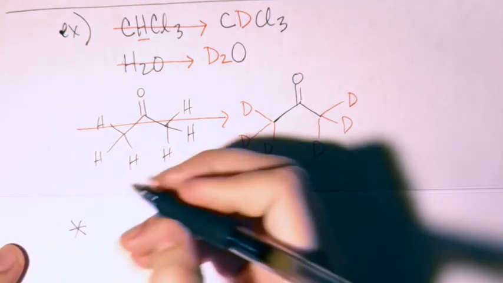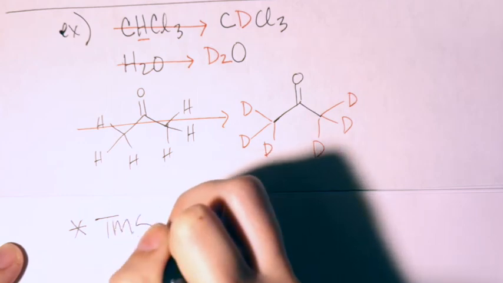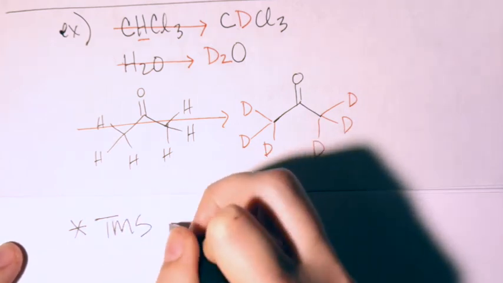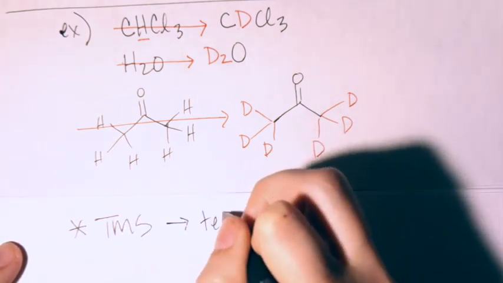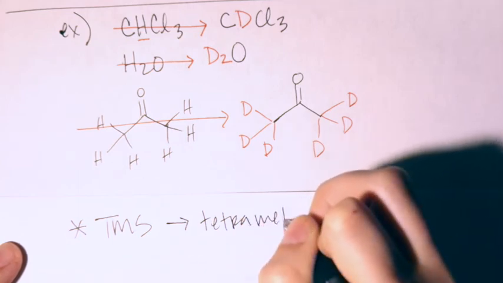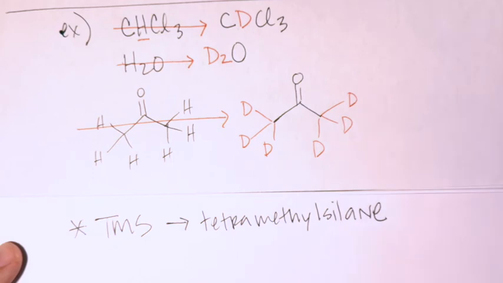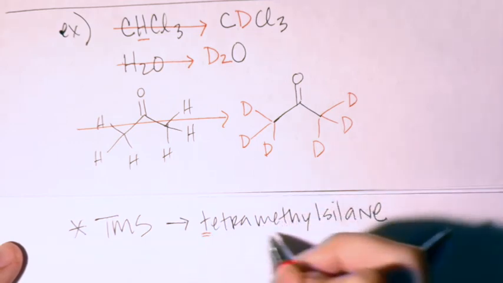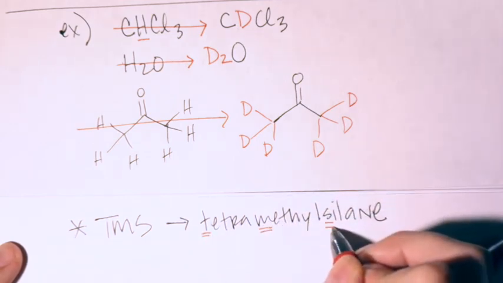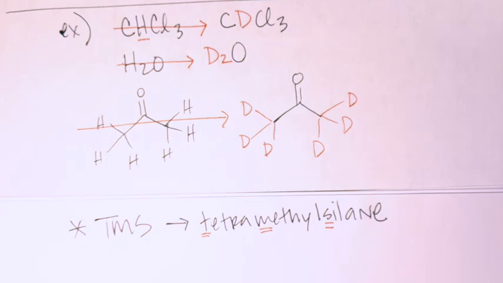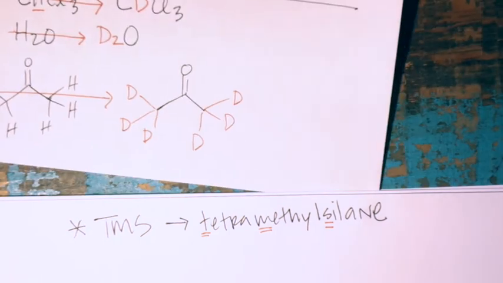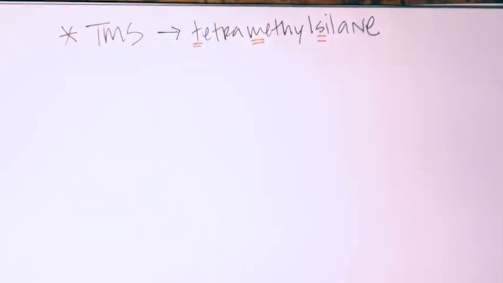Okay, the other thing that can show up, and you're going to see this also in the proton NMR, the H1 NMR, is a compound called TMS. TMS is what we call it, but what that stands for is tetramethylsilane. And so what it is, it's a compound that we use for NMR to kind of get the magnet to orient itself.